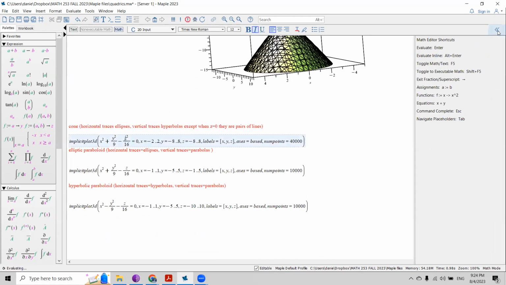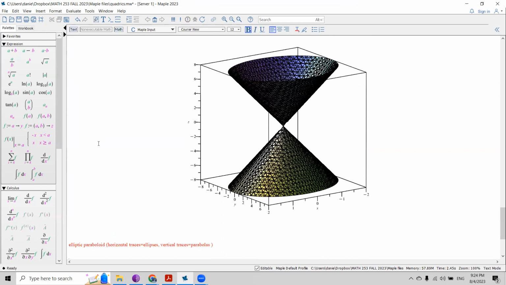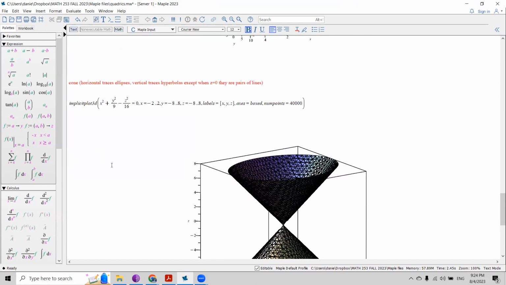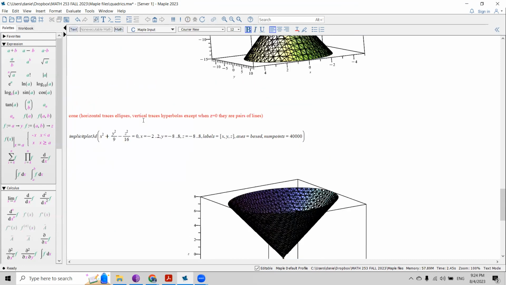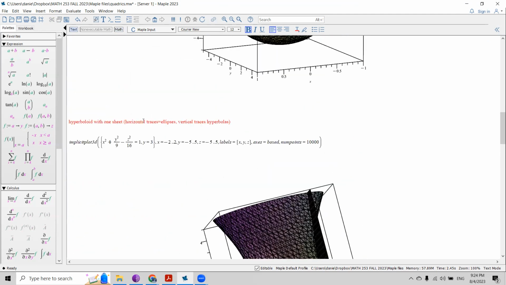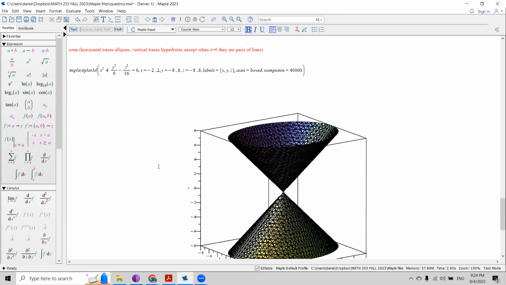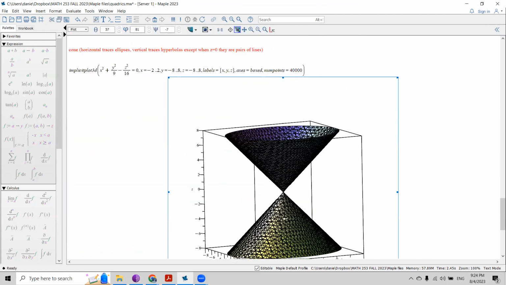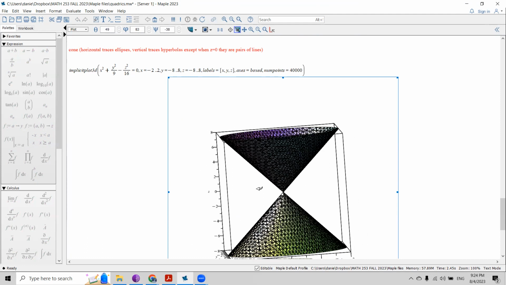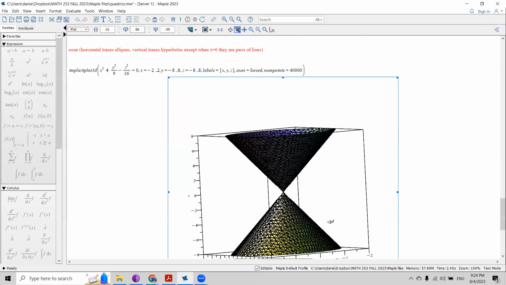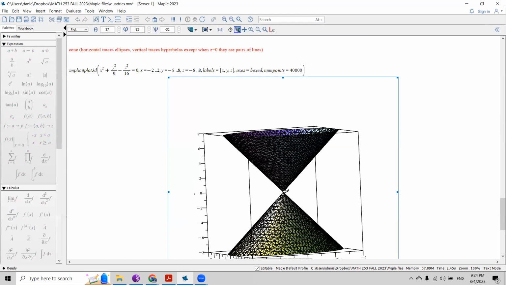The cone, this makes sure you don't confuse it with the hyperboloid above because it has 0 on the right-hand side, right? So the equation of the hyperboloid with 1 sheet is very similar, except there's 1 on the right. The cone, on the other hand, is kind of like a hyperboloid, but in which the narrowest part reduces to 1 point. One of the consequences of this is that vertical traces again are hyperbolas, except the one that goes exactly through the origin.